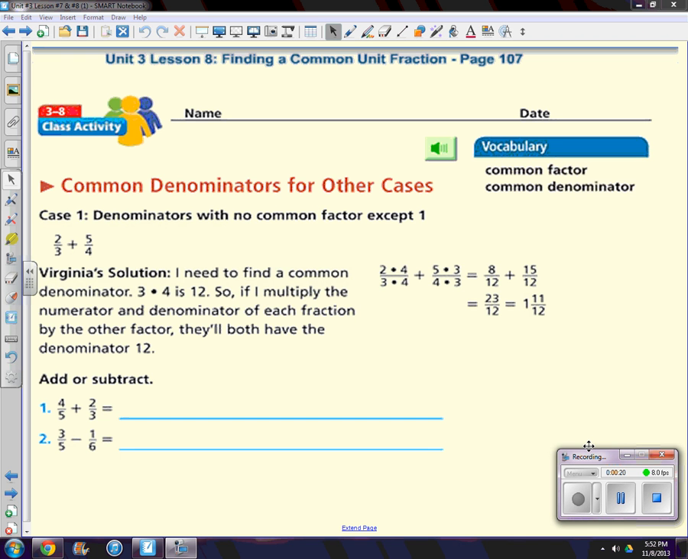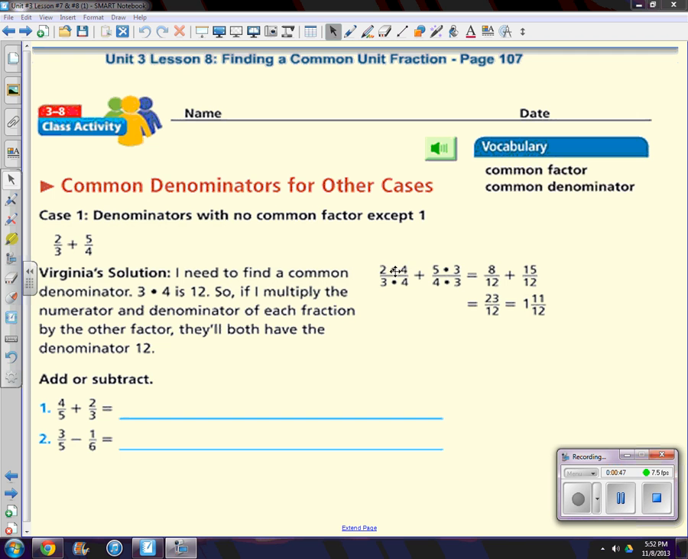Common denominators for other cases. Case 1, denominators with no common factor except 1. So in your black notebook, put 2/3 plus 4/5. And then we have Virginia's solution. I need to find a common denominator. 3 times 4 is 12. So if I multiply the numerator and denominator of each fraction by the other factor, they'll both have the denominator 12.